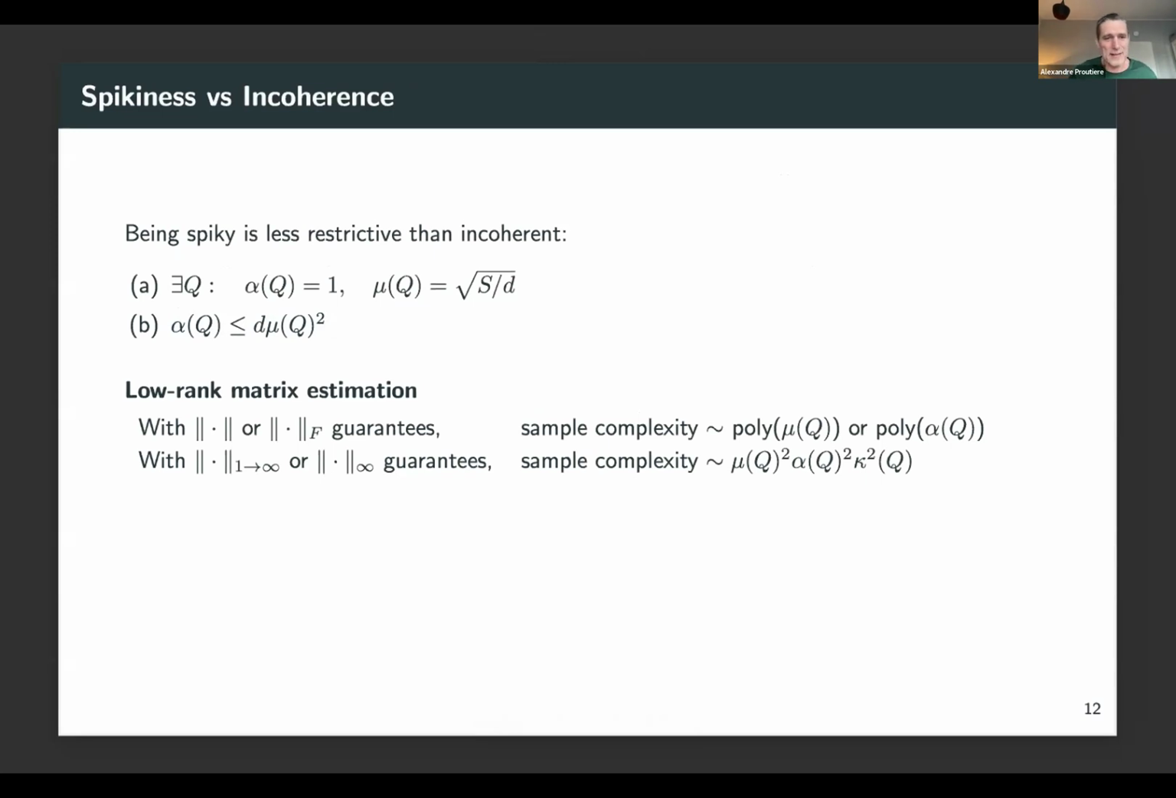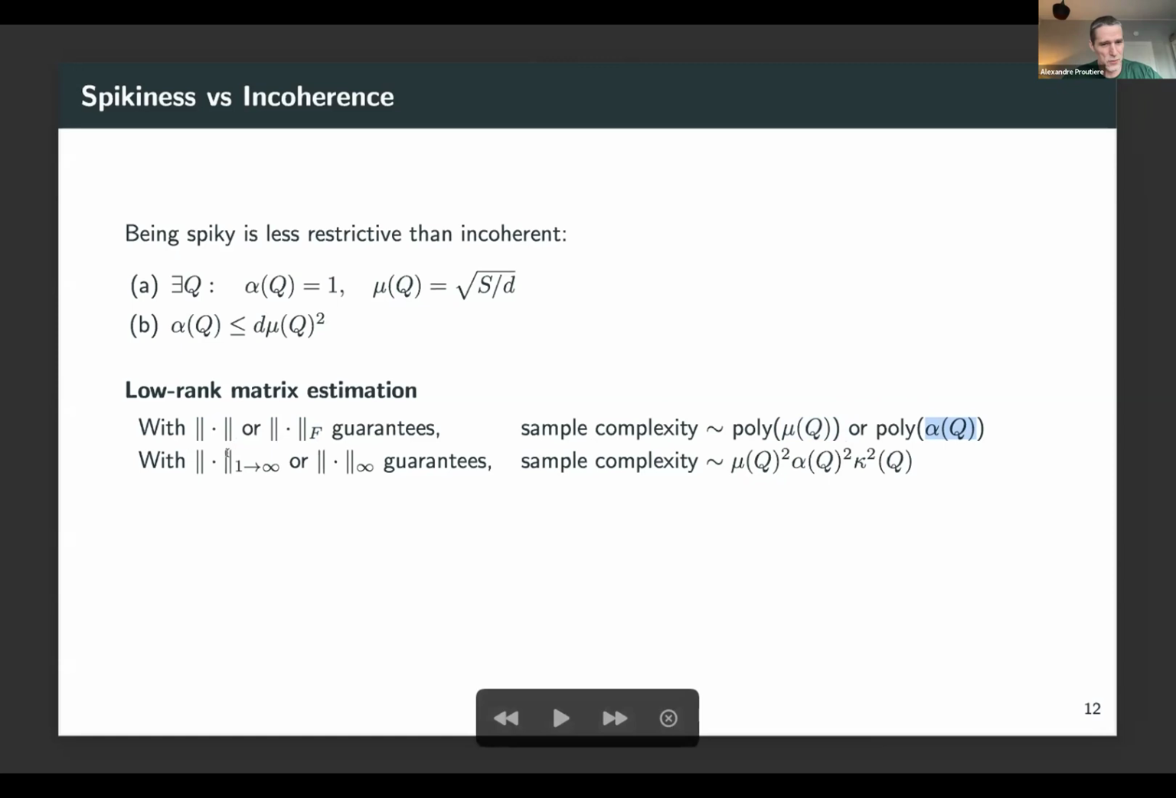All right. So, existing results on low rank matrix estimation. Typically, people look at the spectral norm or the Frobenius norm guarantees. And typically for these guarantees, the sample complexity to recover the matrix with some given precision is scaling polynomially in the incoherence of the matrix or polynomially in the spikiness of the matrix. And that's a classical result in low rank matrix estimation.